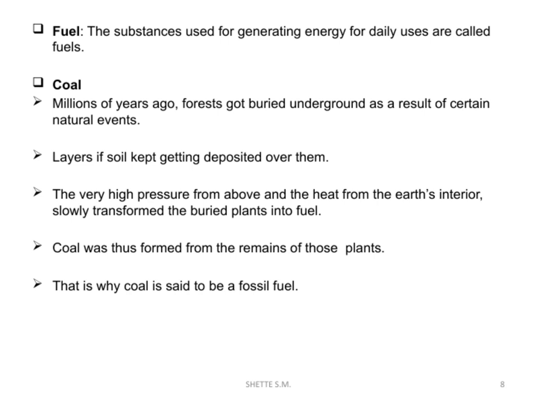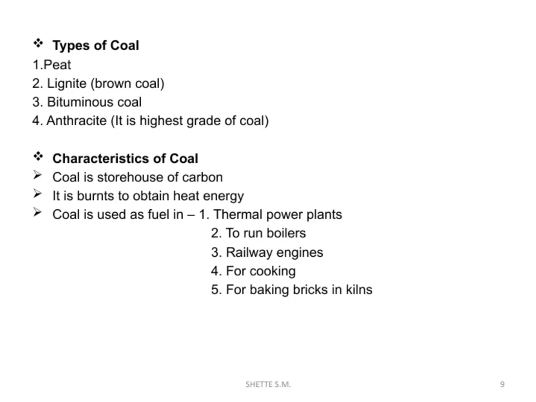Understanding this process helps us appreciate where our energy sources come from and reminds us of the long natural history behind the fuels we rely on today. Today, let's explore the different types of coal. First up is peat, which is the earliest stage of coal formation. It's quite spongy and contains a lot of moisture.